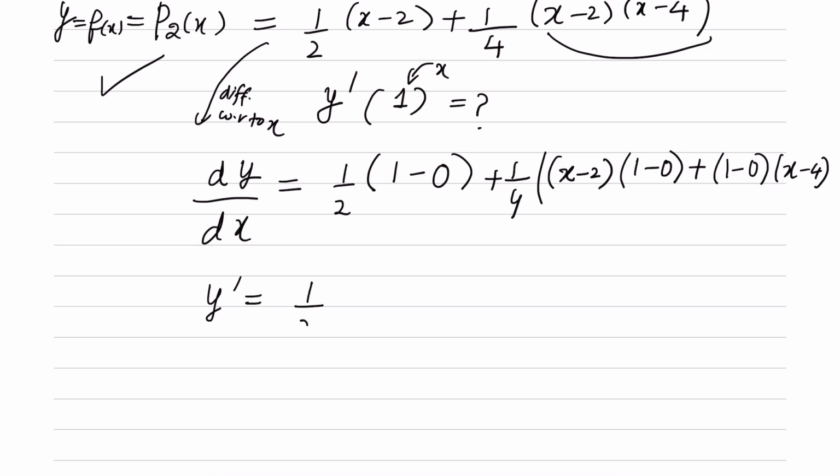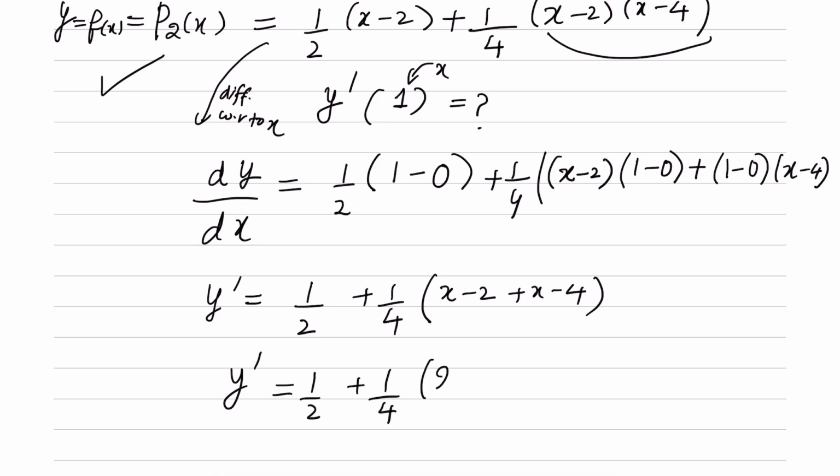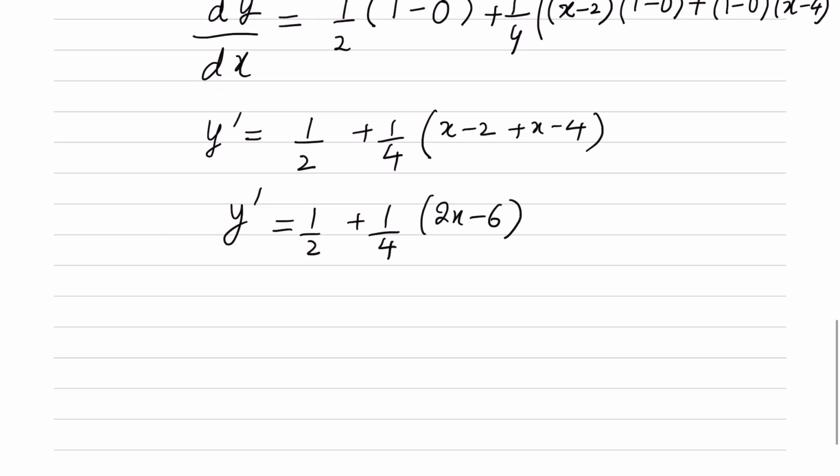Let's simplify the right hand side. 1 over 2 plus 1 over 4. Inside we have x minus 2 plus x minus 4. So we have y dash equal to half plus 1 by 4, 2x minus 6. We have calculated the derivative of y, or the derivative of the polynomial, and now we are going to calculate y dash at 1. This is the value of x.